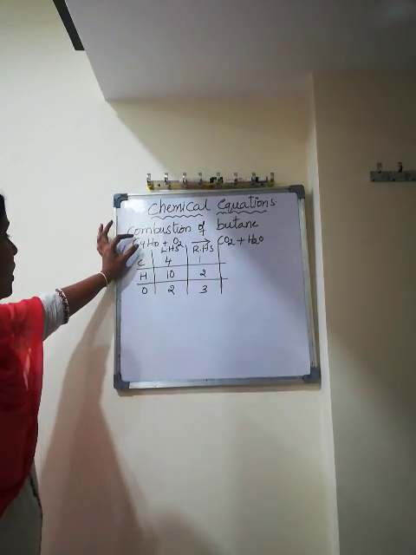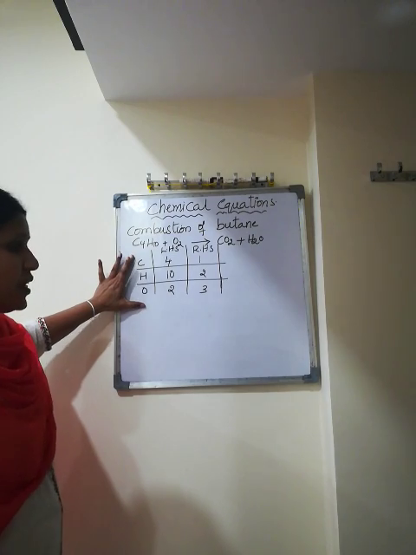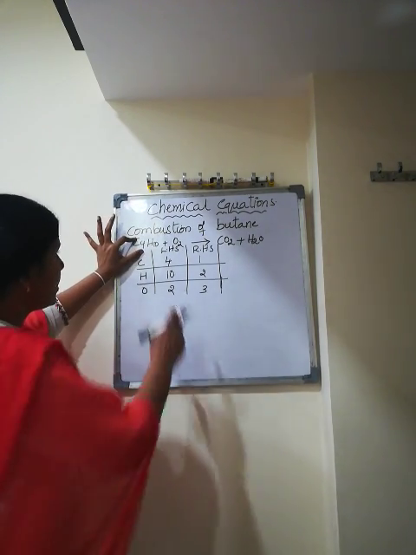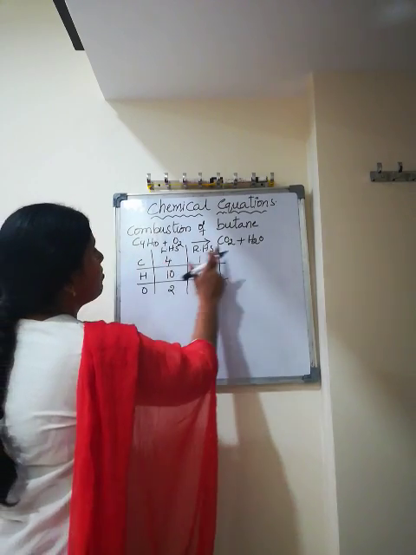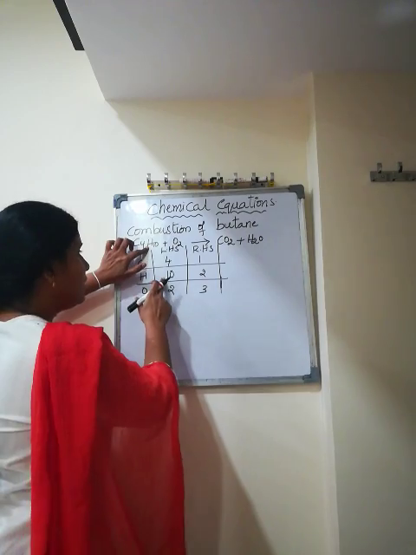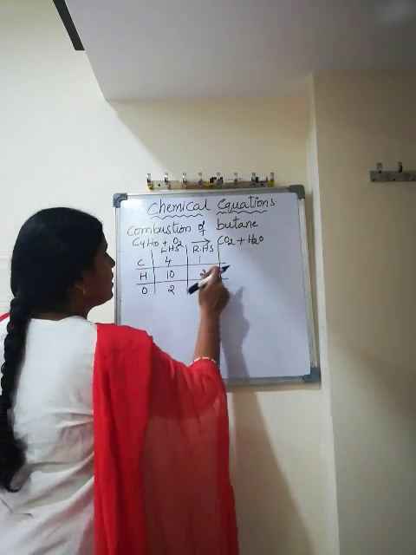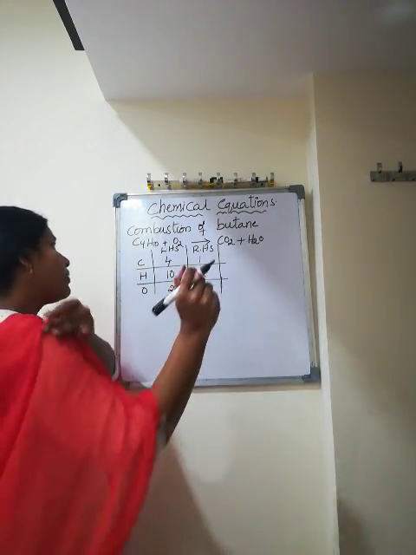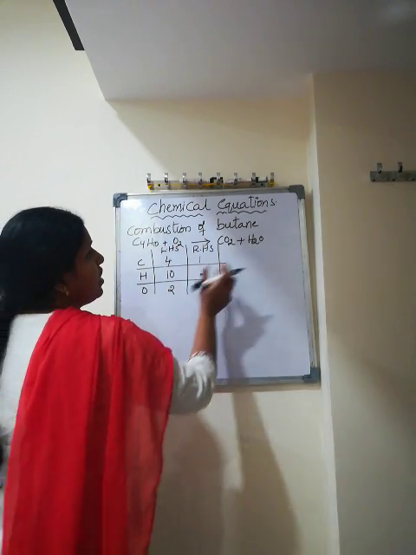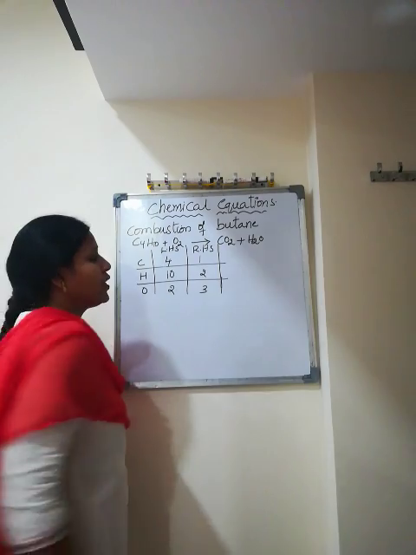Clear, children? Now first you have to write the number of atoms of those elements. Carbon atoms are 4 on the reactant side and 1 on the product side. Hydrogen atoms are 10 on the reactant side and 2 on the product side. And the third one, oxygen atoms: 2 on the reactant side and 2 plus 1, totally 3, on the product side.